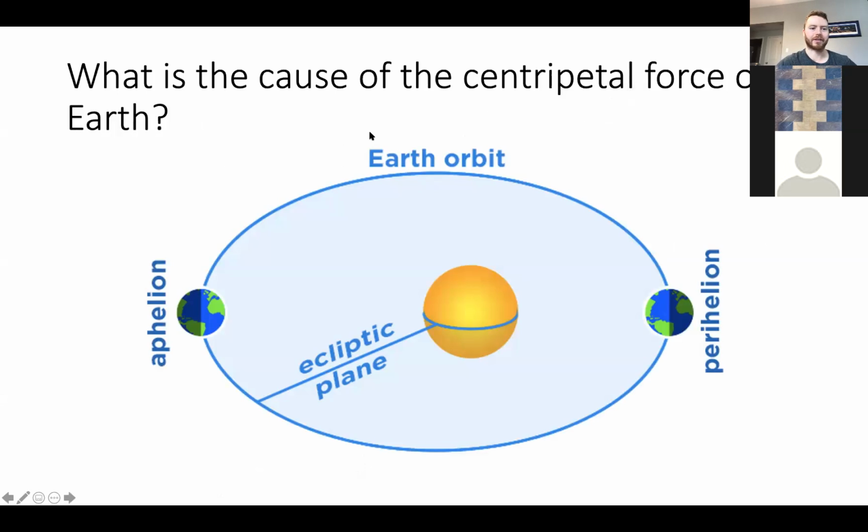So our next question: what is the cause of the centripetal force on Earth? What is causing the Earth to move in a circular motion, even though it's an ellipse? But for the case of today's class, it's a circular motion. Gravity. What is causing gravity? Yeah, gravity from the sun. Perfect, that's excellent. So in this case, gravity from the sun is acting as the centripetal force on Earth. Very good.